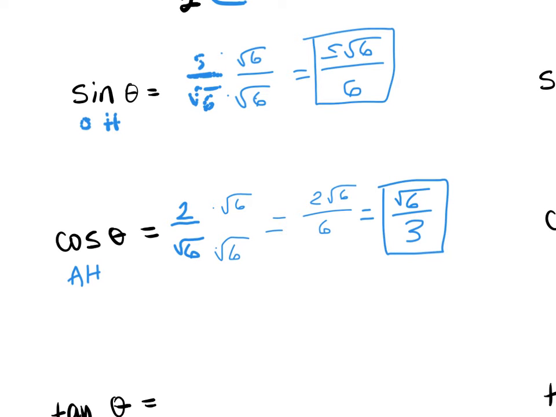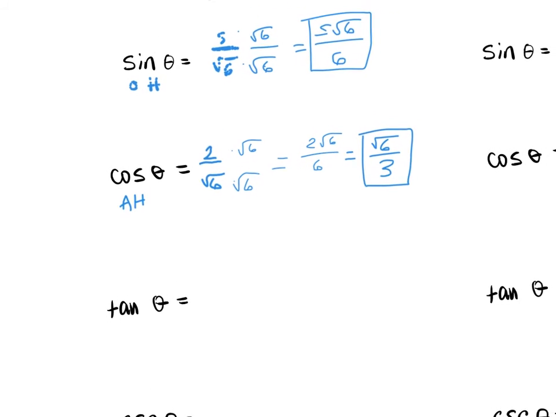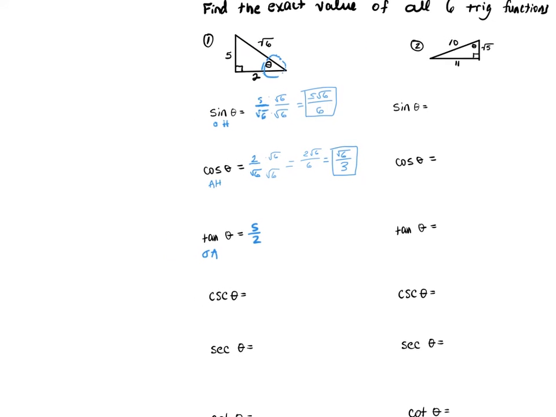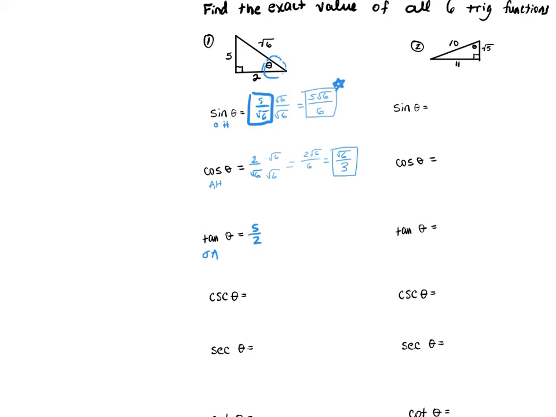All right, tangent. Tangent is opposite over adjacent. So what would our opposite over adjacent be? 5 over 2. That one's perfect. Don't need to change it. Now our cosecant. What would our cosecant be? We could just flip this and have it 6 over 5 square root 6, but we would need to rationalize it again because we would have a square root in the denominator. Or we could just take what we started with, which was 5 over square root 6, and flip that. So we would get square root 6 over 5.